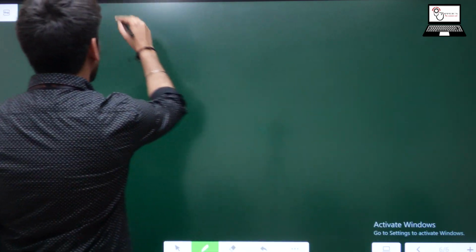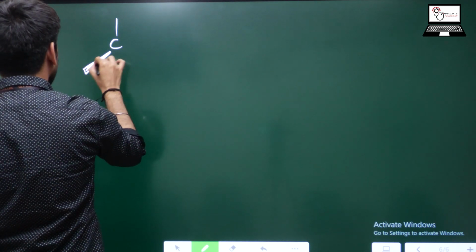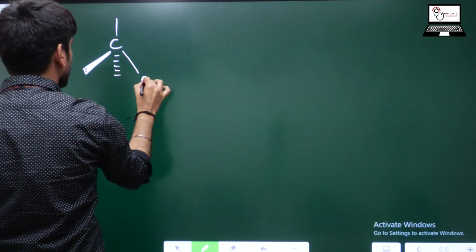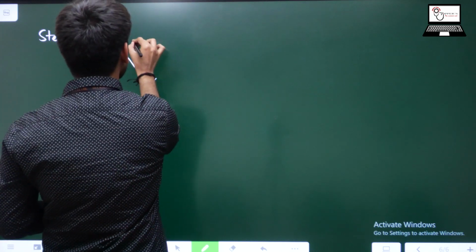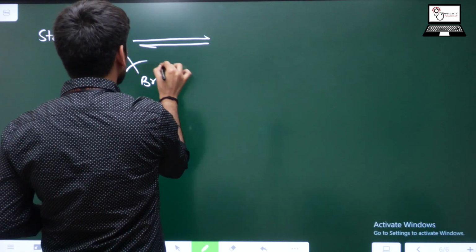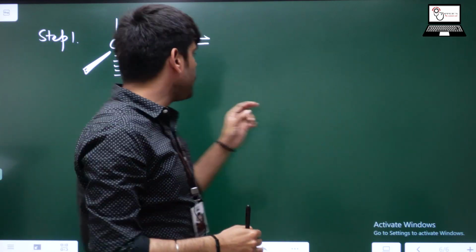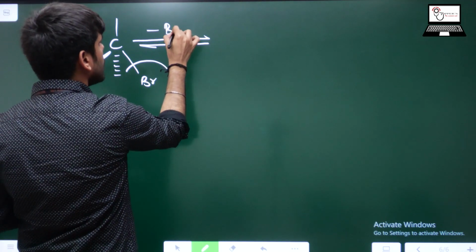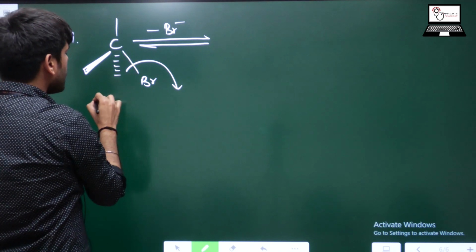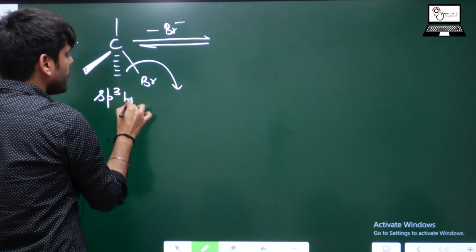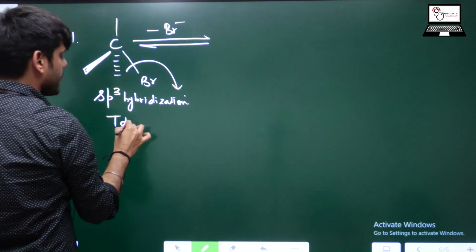Now suppose I start with a chiral substrate molecule like this. Since this is a two-step process, step number 1 is the leaving of the halogen group. You know that halogens are good leaving groups. So in the first step, this halogen leaves. Initially in the substrate molecule, this carbon is sp3 hybridized, which means the geometry is tetrahedral.